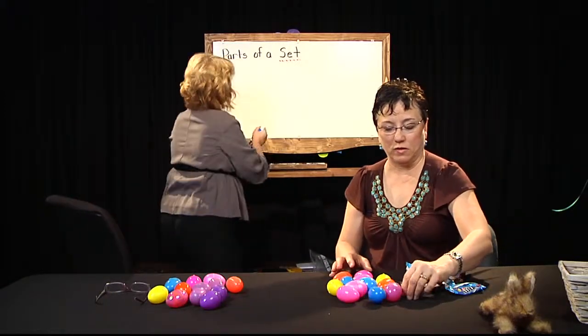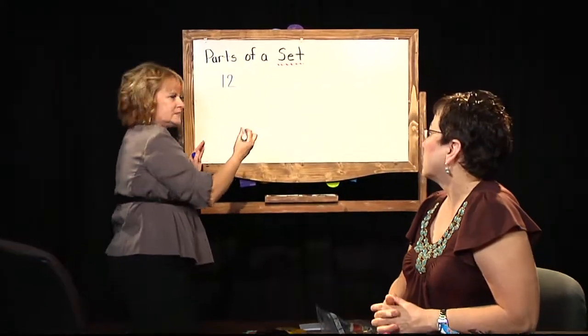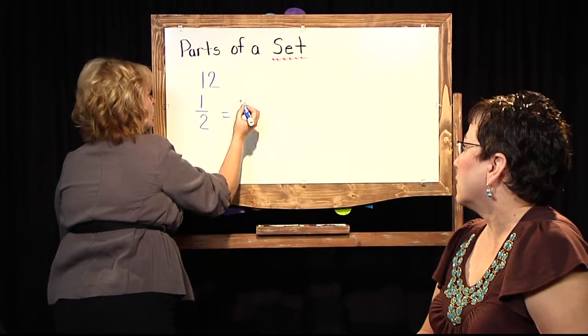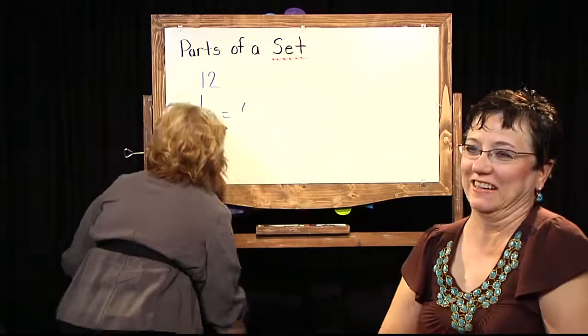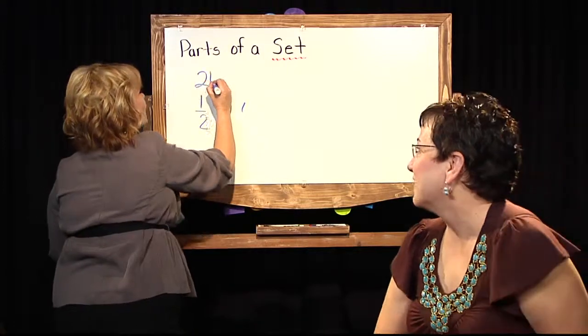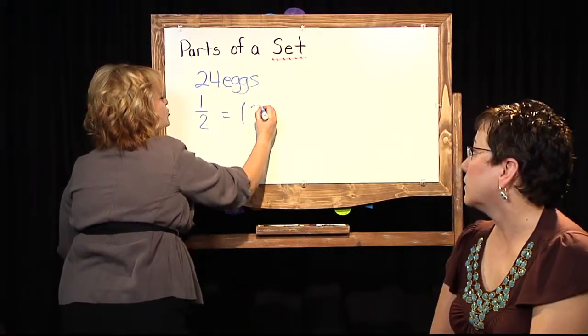Perfect. So for that part of a set, we had a total of 24 eggs, and half of it turned out to be 12 eggs each.